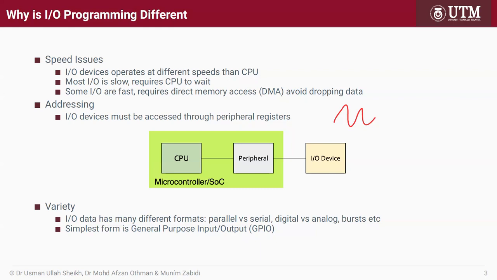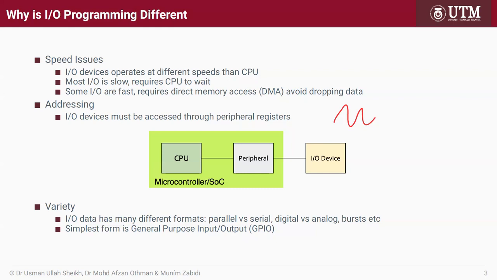So why is I/O programming different? Mainly because of the speed issue. The I/O devices operate at different speeds. Most I/O is slow, but not all. If the input output is slow, the CPU must wait for the device. And some input output devices are faster than the CPU. If it's very fast, then you have to use direct memory access to avoid dropping data.